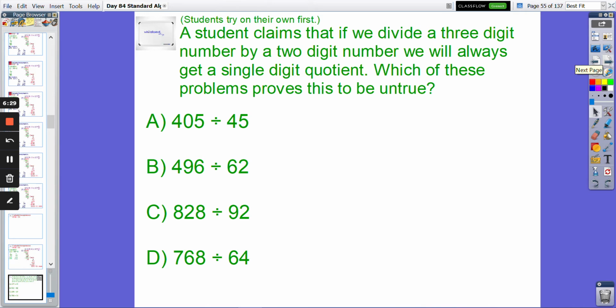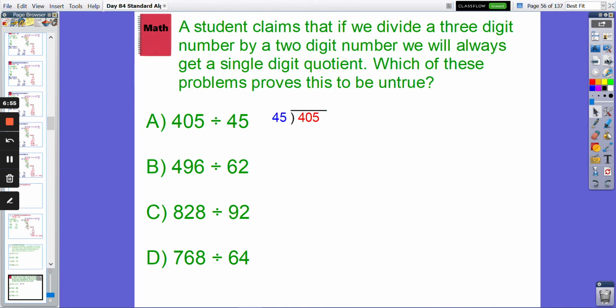Okay, you guys are going to try this on your own first. So grab your whiteboard. A student claims that if we divide a 3-digit number by a 2-digit number, we will always get a single-digit quotient. Which of these problems proves this to be untrue? Go ahead and pause the video and try to solve. When you're ready, press play. Okay, let's look and see.